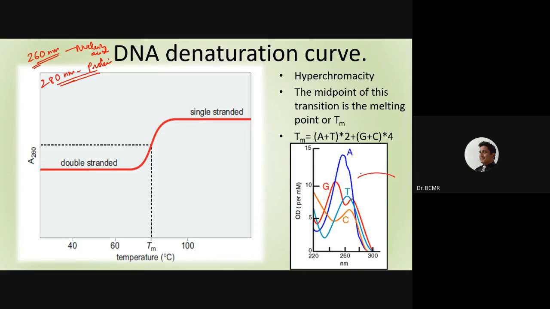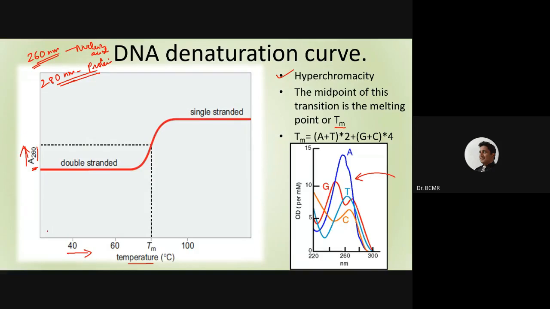It is usually because of the ring structures and the groups present in the nitrogenous bases that absorb at 260 nanometers. So here are some more things that we need to understand. Hyperchromicity, there is some melting temperature, Tm, and so on. So we are trying to understand this graph. On the y-axis, we have absorbance, the amount of absorbance at 260 nanometers. And on the x-axis, we have temperature in degrees centigrade.